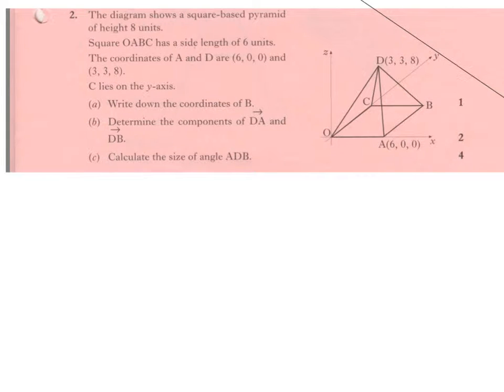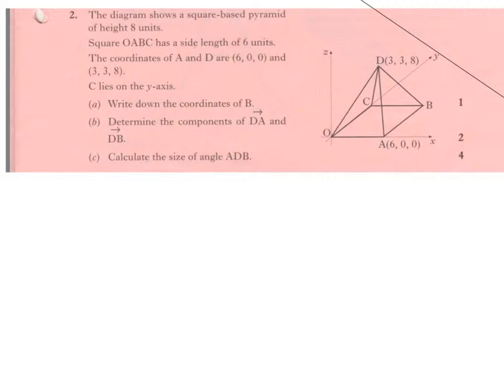Section 8, question 7. The diagram below shows a square-based pyramid of height 8 units. Square ABCD has a side length of 6 units. The coordinates of A and D are (6, 0, 0) and (3, 3, 8). C lies on the y-axis. Write down the coordinates of B.